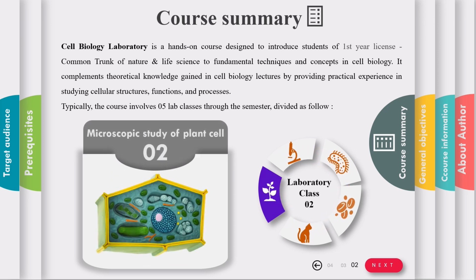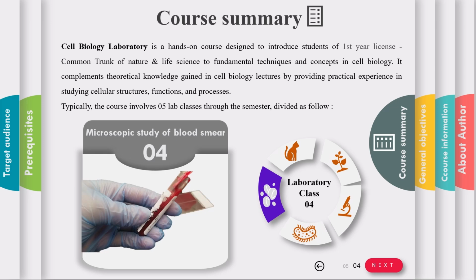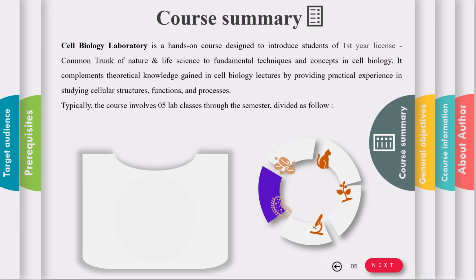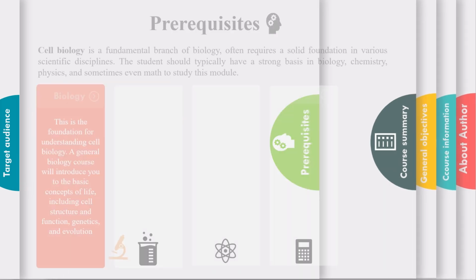In the second lab class, we will take an overview on plant cell and the osmosis process. For the third lab class, we will observe animal cell under the microscope and study the differences between them, followed by a microscopic study of a blood smear as a fourth lab class. And for the final lab class, we will learn about bacteria, their shape, types, and differences.